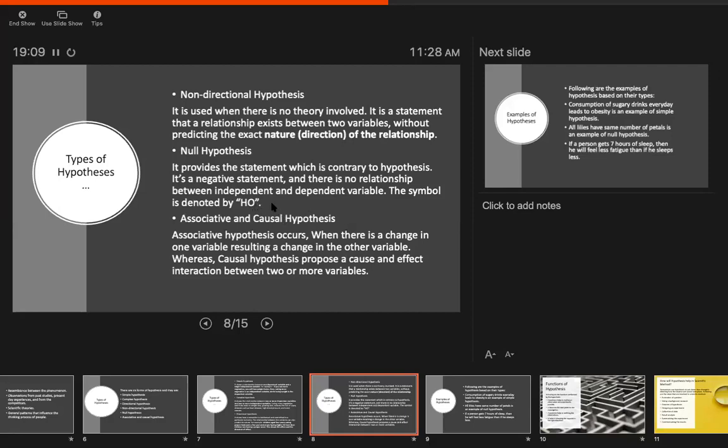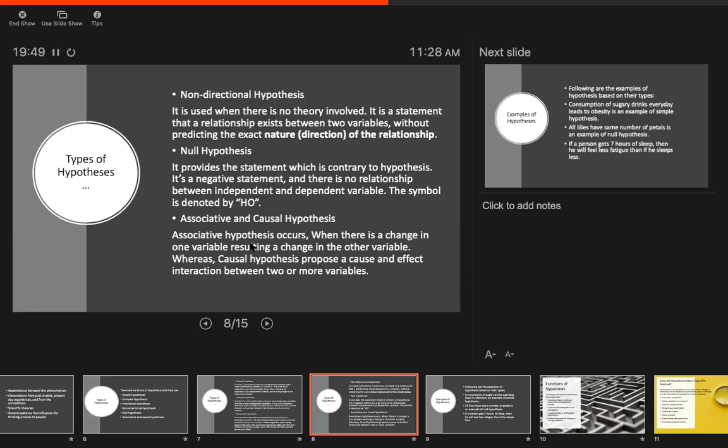I have not mentioned alternate hypothesis, but we'll talk about it. Alternate hypothesis is opposite of null hypothesis. It states that if the children consume Complan, there is a relationship between children consuming Complan and their increase in height. This is an alternate hypothesis. It is opposite of your null hypothesis. Whatever the researcher wants to prove, it can be proved or disproved with the help of null and alternate hypothesis, proving and disproving.